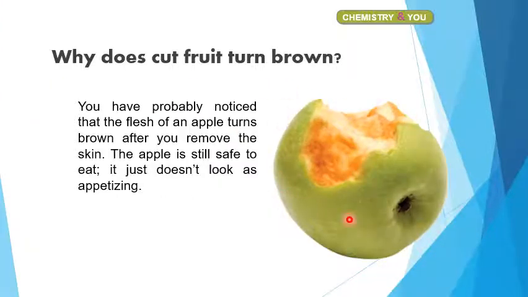So if you can see here, this is an apple. So why does cut fruit turn brown? You have probably noticed that the flesh of an apple turns brown after you remove the skin. The apple is still safe to eat, it just doesn't look as appetizing. So later on, we will discuss why it is that when we cut our fruits, they turn brown.